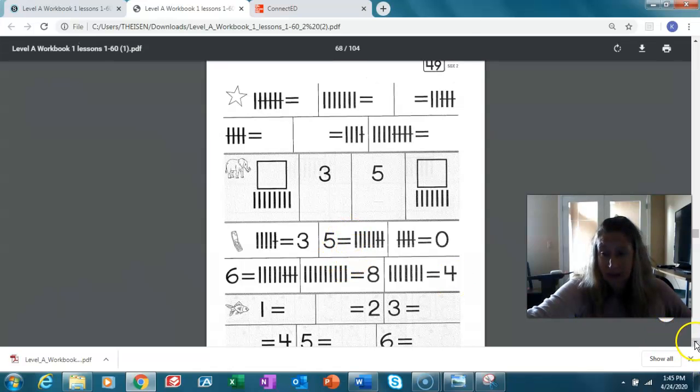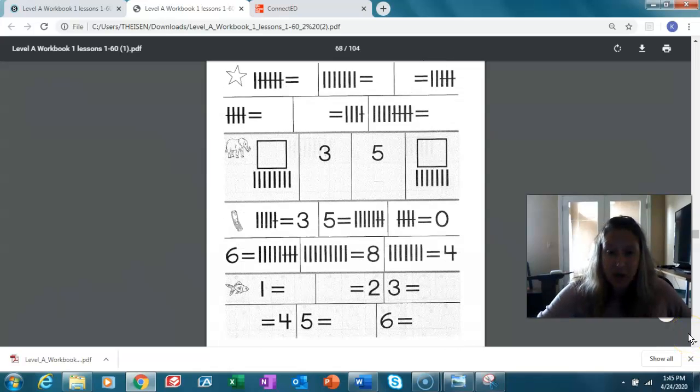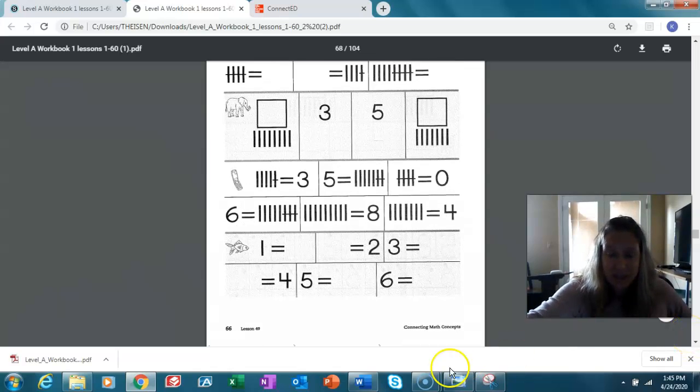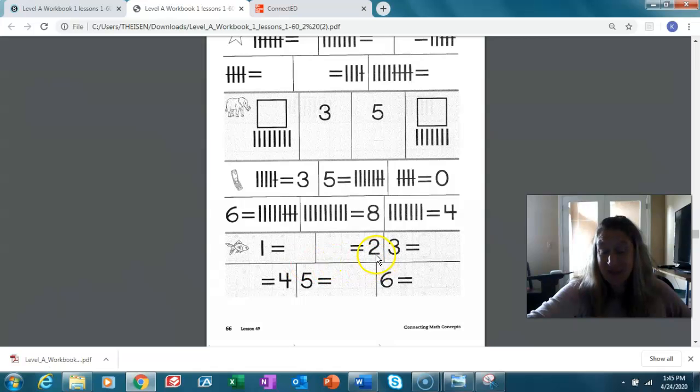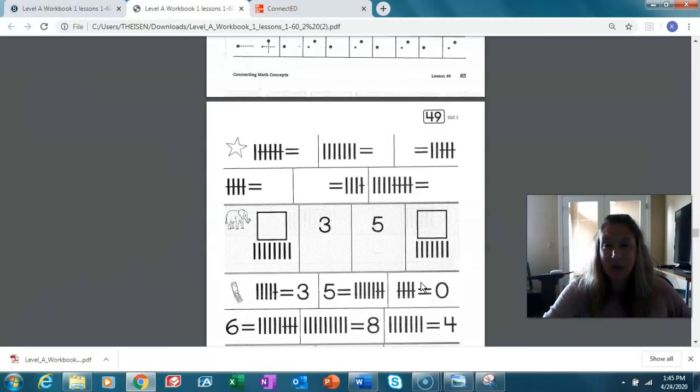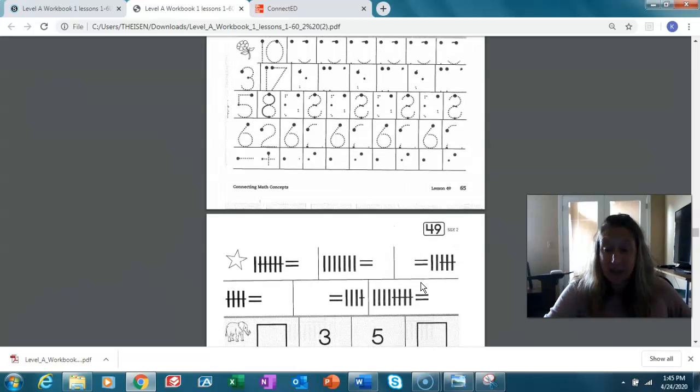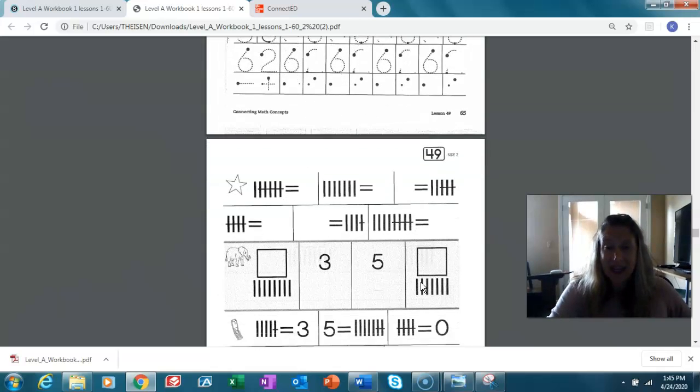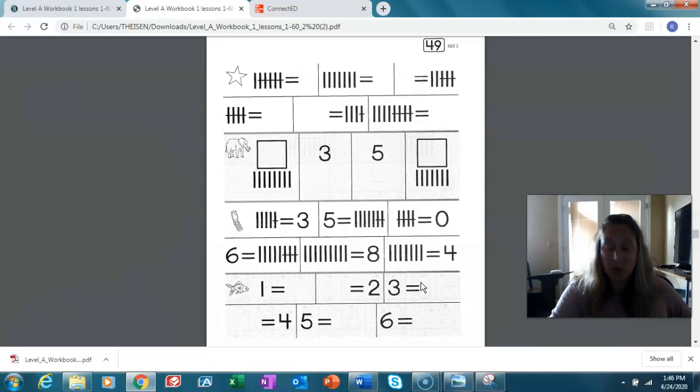Okay? And then what you're going to do on the fish part down here, it gives you the number and you are going to make lines for the number. So if it gives you a 1, how many lines are you going to make? 1. Good. If the number's 2, how many lines will you make? Great. Okay, boys and girls, your task for right now is to trace the numbers on page 65 and then finish the rest of the independent work here on page 66.